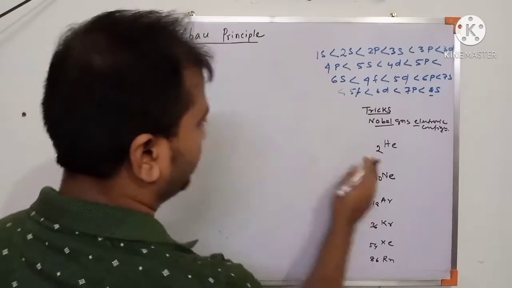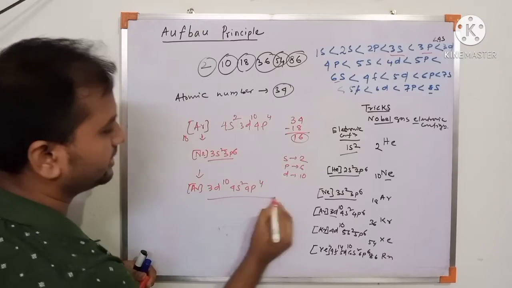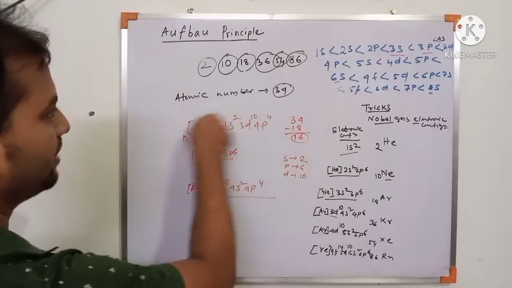Remember the tricks: 2, 10, 4p, 4. This is the electronic configuration of atomic number 34.